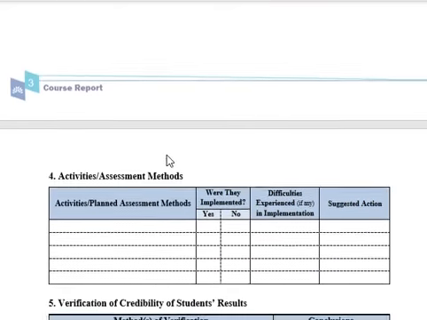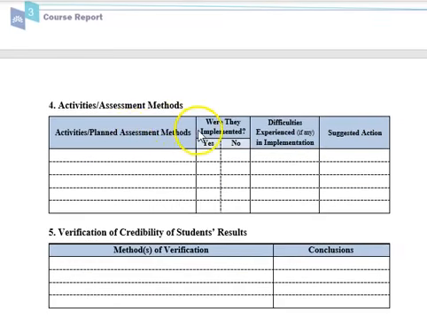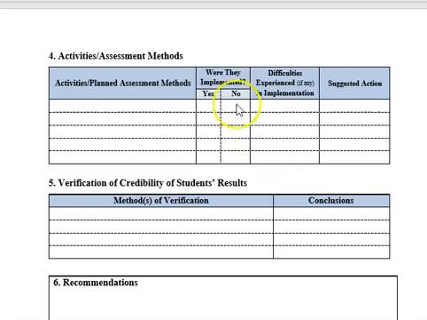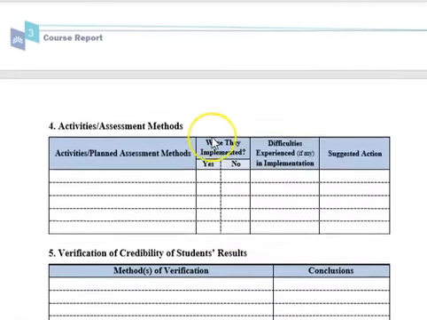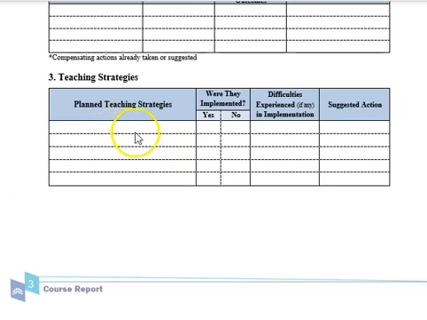Assessment methods and activities also should be written as planned in the course specification. Also write if you faced any difficulties in the implementation, and write if you didn't implement and the suggested action. For example, as a teaching strategy in the course specification, you planned to use micro-project but you couldn't implement this teaching strategy. The suggested action is to replace this strategy by a case study.